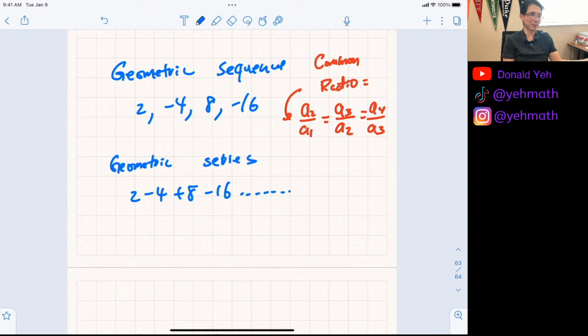Because you look at the first term, it's positive. The second term is negative. The third term is positive. The fourth term is negative. You swap between positive and negative, positive, negative, positive, negative. Guess what? This diverges.